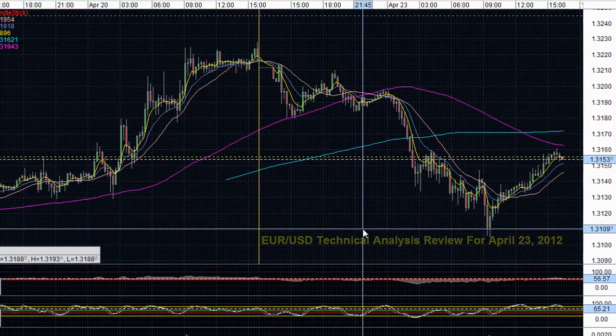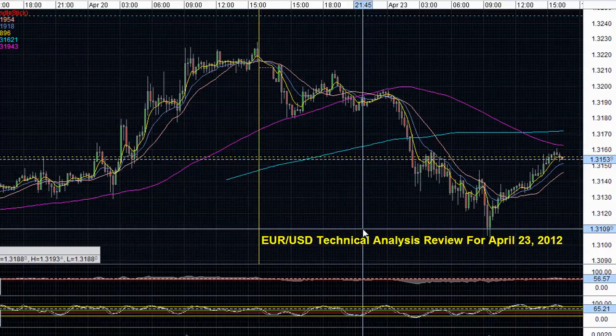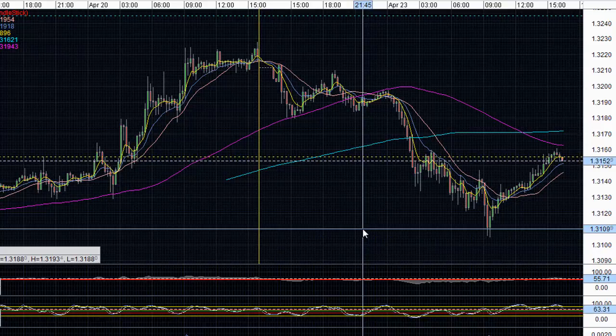Hello everyone, and welcome to our next technical analysis review for the Euro US dollar pair. Today is April 23rd, 2012, and we are currently looking at price action on our 15-minute chart.